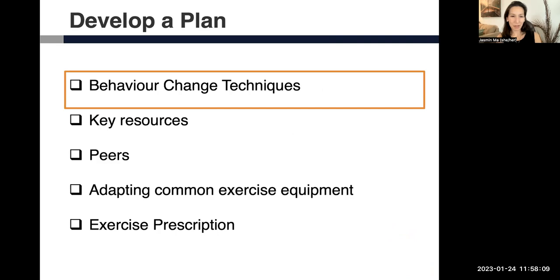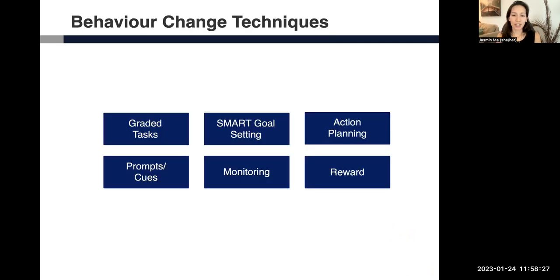Okay, so now we're moving into our last section here around developing a plan. So we can look at behavior change techniques, some key resources, peers, looking at how we can adapt our equipment that we have around us, and if appropriate, developing an exercise prescription. So with respect to behavior change techniques, these are like the ingredients of what makes an intervention work. And so we've selected some common and effective behavior change techniques that have been shown to be effective for supporting behavior change, physical activity behavior change for people with spinal cord injury.